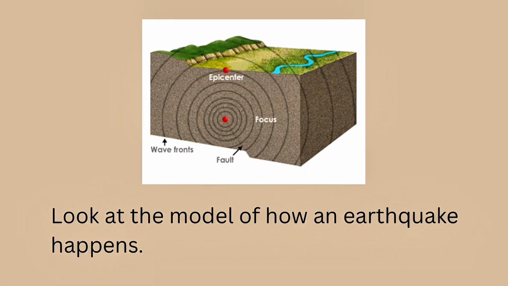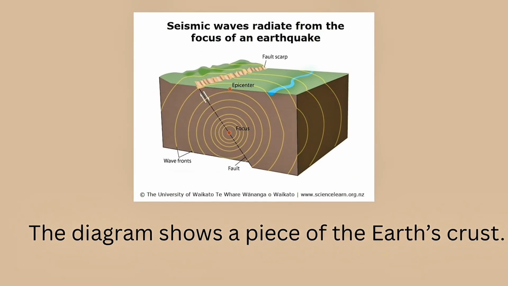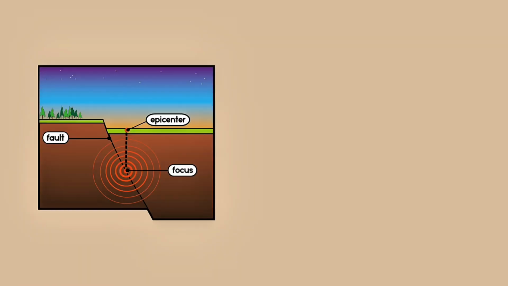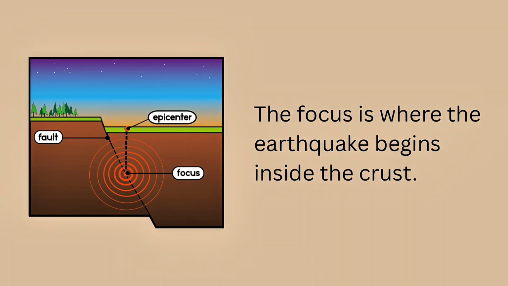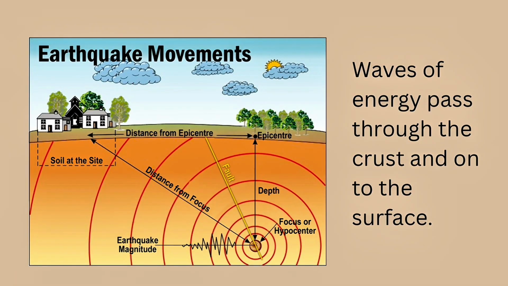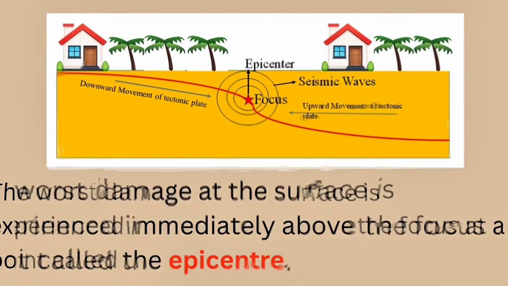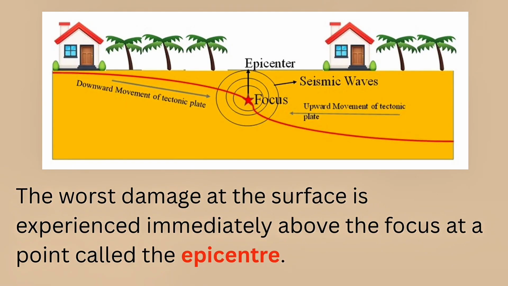Look at the model of how an earthquake happens. The diagram shows a piece of the earth's crust. The focus is where the earthquake begins inside the crust. Waves of energy pass through the crust and onto the surface. The worst damage at the surface is experienced immediately above the focus at a point called the epicenter.